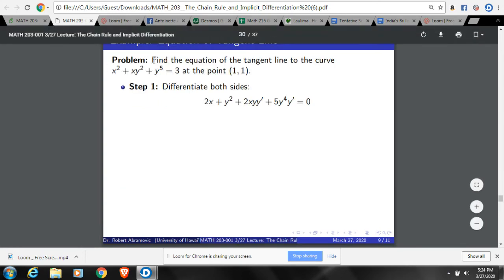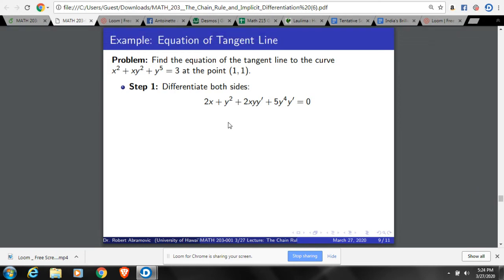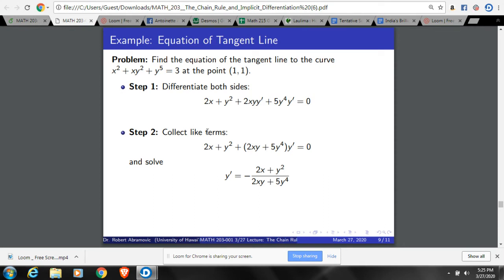Here's an example problem. Find the equation of the tangent line of the curve x squared plus xy squared plus y to the fifth is 3 at the point (1, 1). First step, differentiate both sides. 2x plus y squared plus 2xy times y prime plus 5y to the fourth times y prime is 0. Collect like terms. So notice we collect all the terms that have a factor of y prime in them.